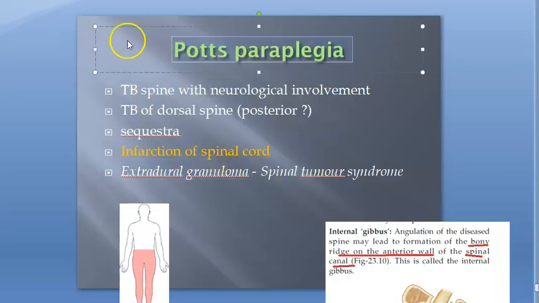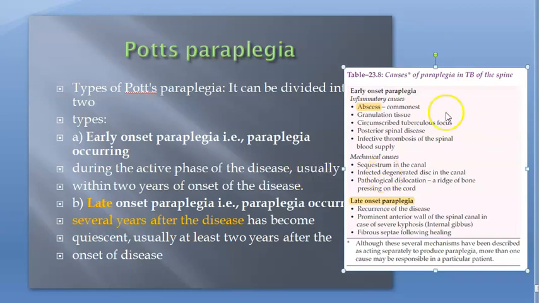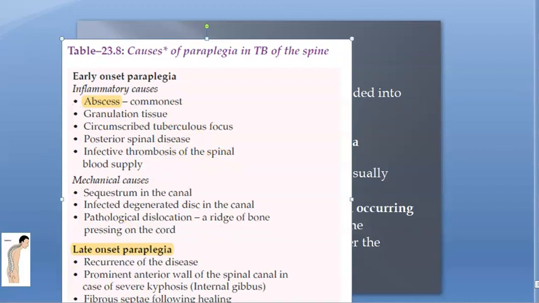In Pott's paraplegia, you have two types. You have the early onset paraplegia during the active phase of the disease, and late onset, which is several years after the disease. Let us see what we know in early. Early, what will be there? Abscess will be there. We know this. Sequestra we mentioned.